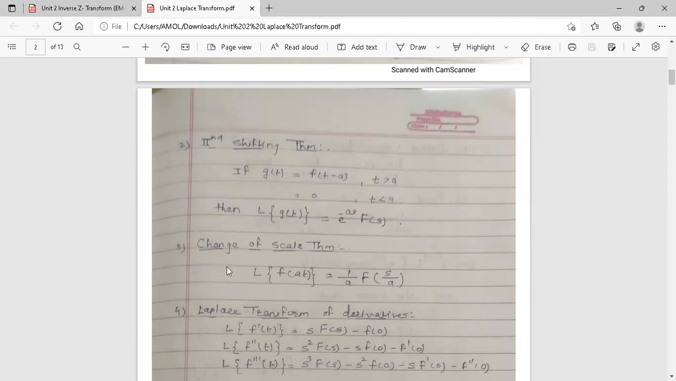Then the change of scale property. Laplace of f(at) is equal to 1/a into F(s/a). Now, what is F(s)? F(s) is the Laplace transform of f(t).